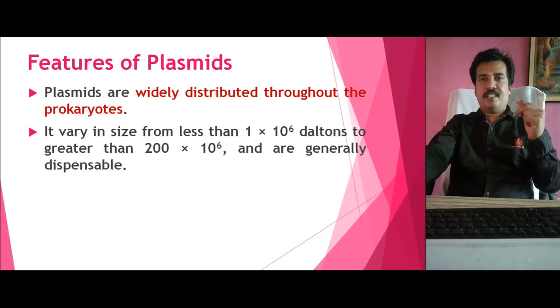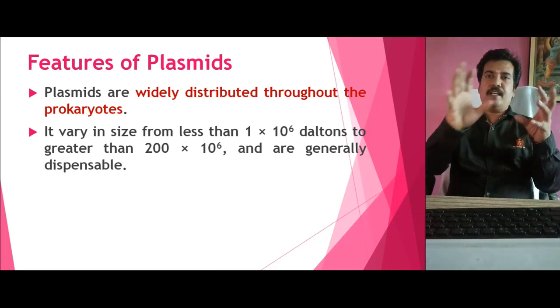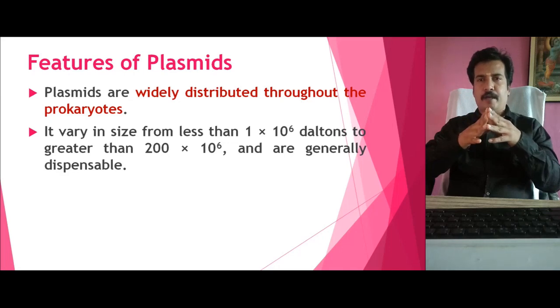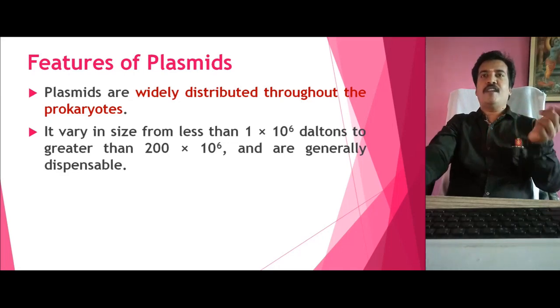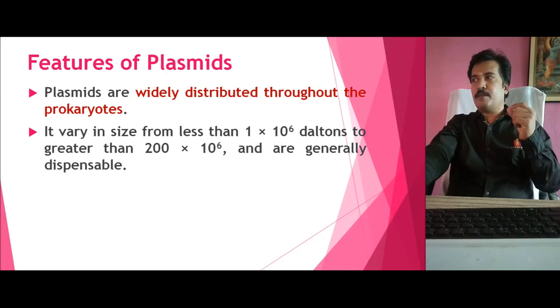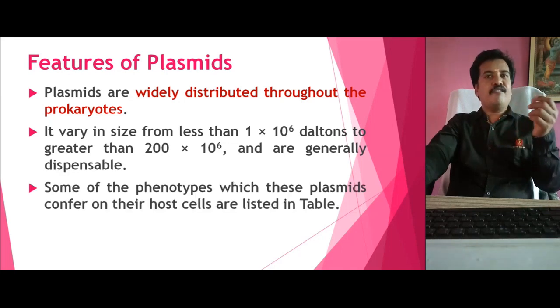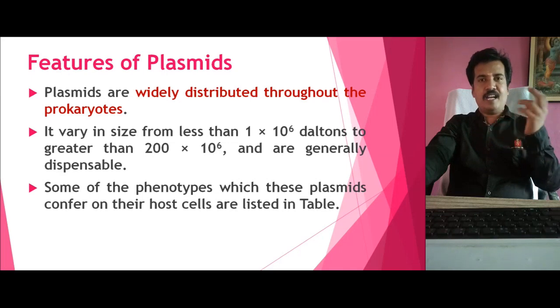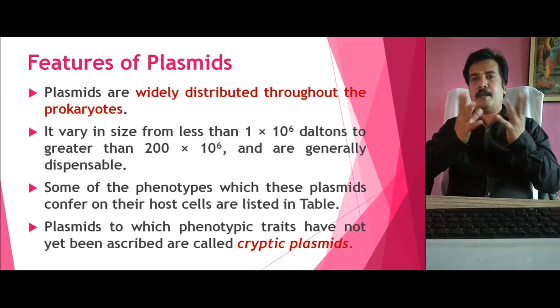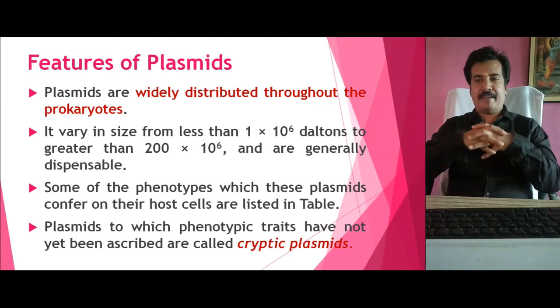The second feature is that the plasmid has a size of around 1 into 10 to the power 6 daltons to 200 into 10 to the power 6 daltons, which is generally suitable to be transferred into a host cell. So the delivery of the plasmid is also very easily achievable, and moreover the plasmid has different phenotypic biomarkers which have been identified so far. If a phenotypic biomarker is not described well, then that type of plasmid we call a cryptic plasmid.